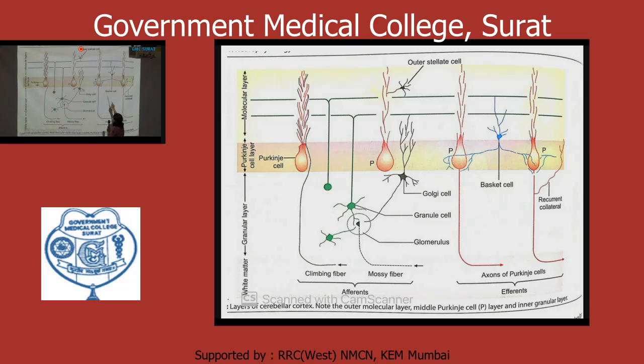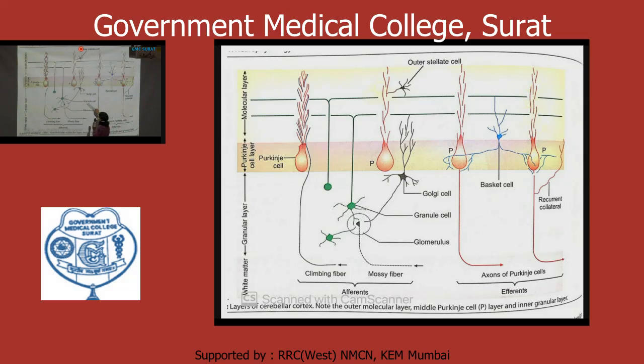The stellate cells and the basket cells are present in the molecular layer, and they are responsible for lateral inhibition of the Purkinje cells, which is also known as feed-forward inhibition. Then the Purkinje cell layer consists of Purkinje cells. They are big in size, and they are excited by the granule cells.